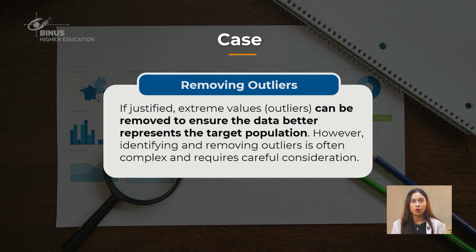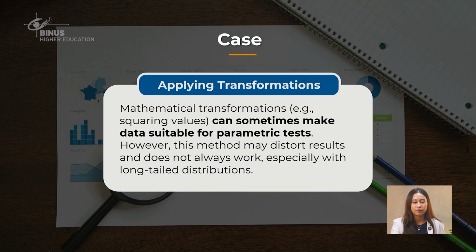If justified, extreme values, or outliers, can be removed to ensure the data better represents the target population. However, identifying and removing outliers is often complex, requires careful consideration, and may be harmful for the original data if it consists of small data. You can also apply transformations to repair the data, such as squaring values or taking the natural logarithm, or another calculation to make the data suitable for the parametric test. But sometimes the transformation doesn't meet your expectations for the data.